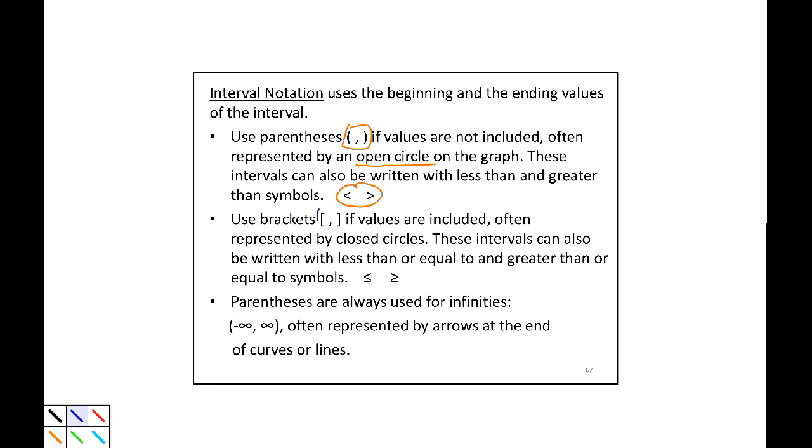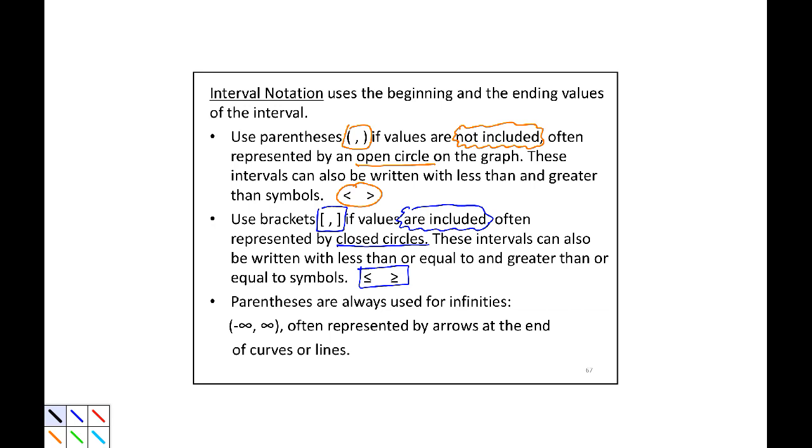Similarly, we use brackets if values are included, often represented by closed circles. These intervals can be written with less than or equal to or greater than or equal to signs. So the equal to determines whether it is included or not. Okay. And so if we do not have those equal to lines, less than or greater than, then they are not included. Parentheses are always used for infinities because we don't actually attain infinity. We sort of go in that direction.